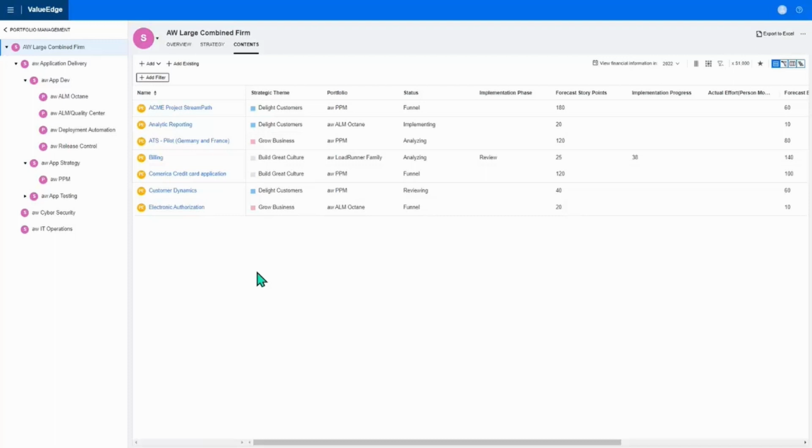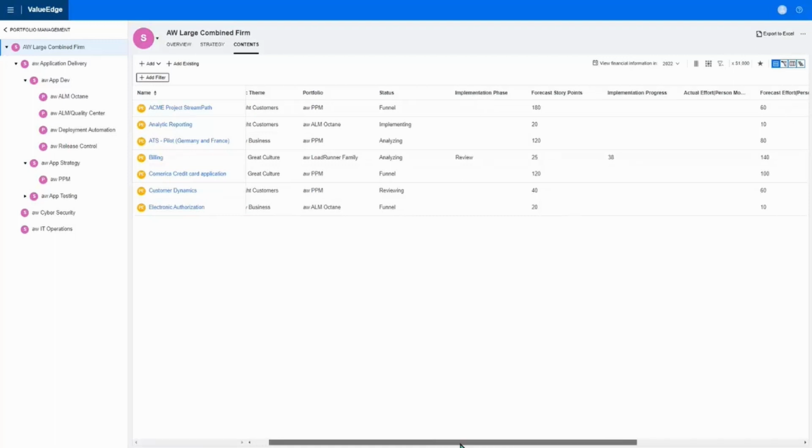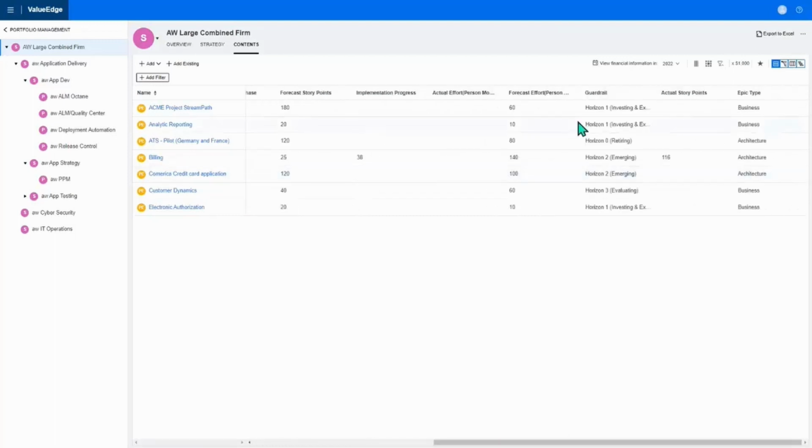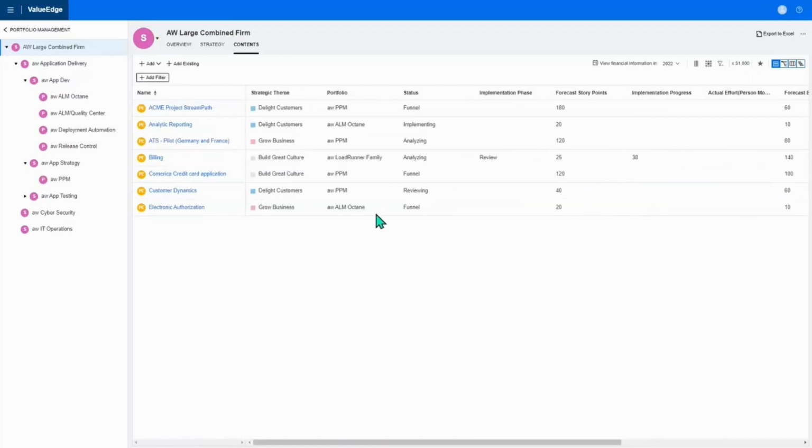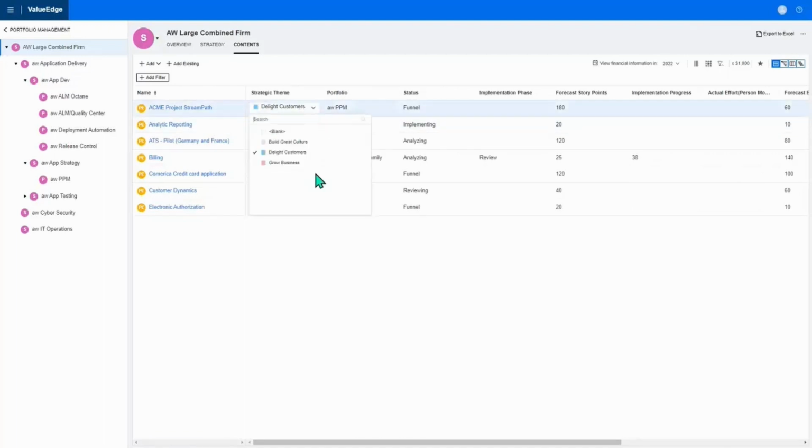It's a very simplistic view where the elements on the right-hand side align with the different fields that are available in that request type. Forecasted cost, for example, the guardrail information, the strategic theme. In this view, you have the ability in certain fields to dynamically modify the field with a double click. And so this is an example of a field where you can modify that information on the fly.